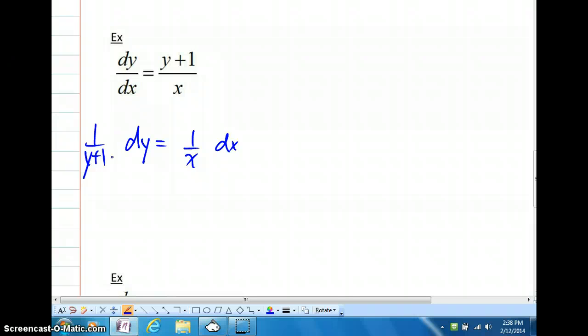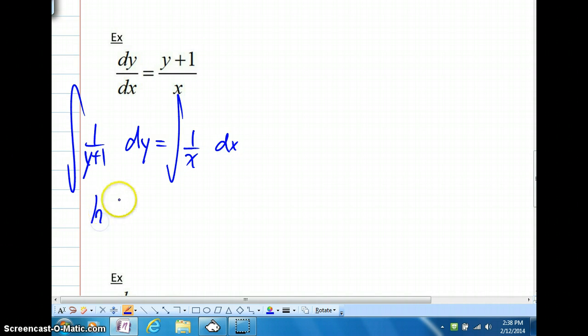Obviously, we're going to integrate, but do we need to remember a few things? What's the antiderivative of 1 over y plus 1? Do you guys remember that? Yeah, ln of absolute value of y plus 1. And how about the antiderivative of 1 over x? Natural log of the absolute value of x plus some constant.